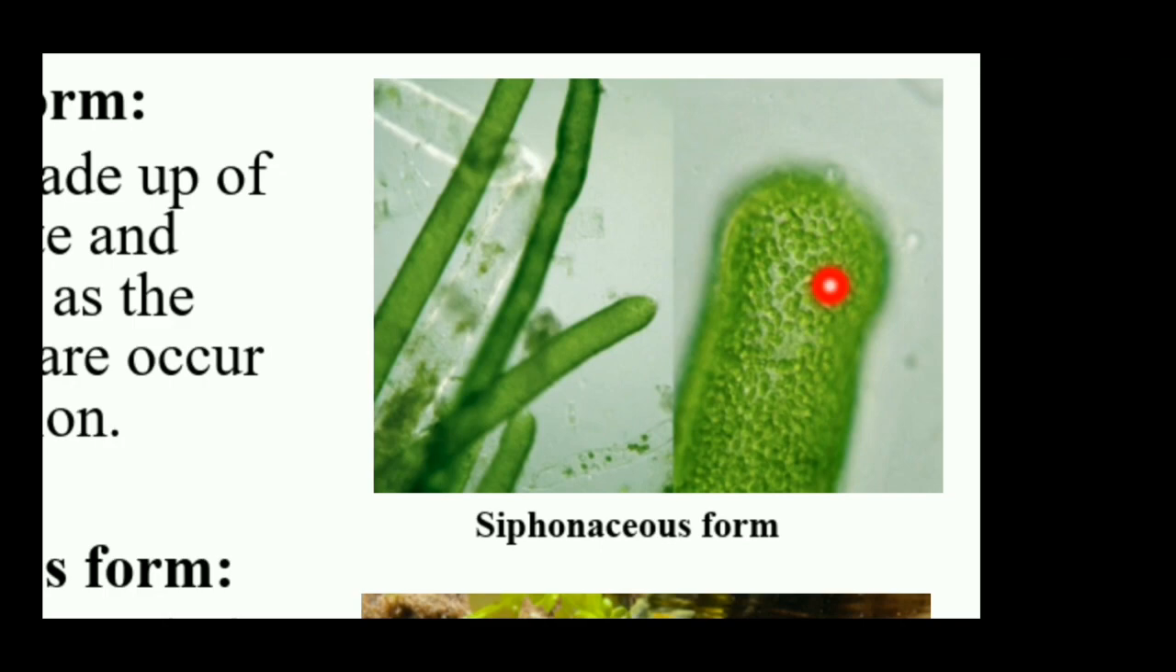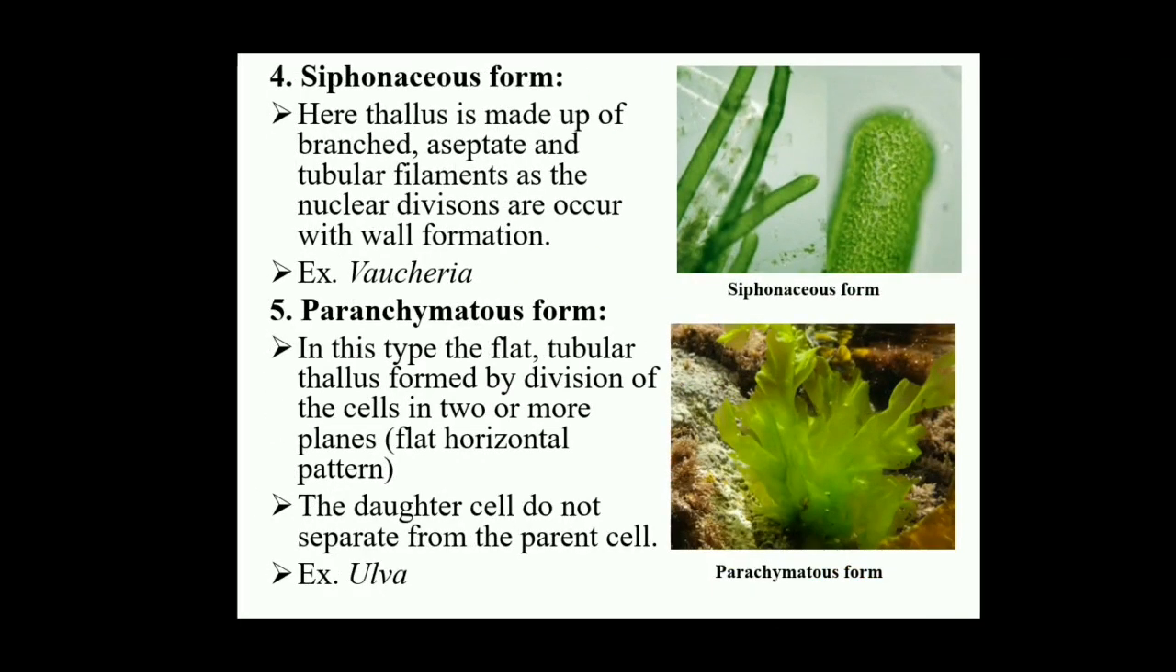That's why it remains aseptate and tubular. These small patches are nuclei, and this is the single cell, in which when cell division occurs, the nucleus also divides. The daughter nuclei form, and in between the parent nuclei and daughter nuclei, there is no formation of partition or wall. This wall is the cell wall. There is no formation of cell wall, so it remains together in a single filament. This type of algae is known as siphonaceous form.